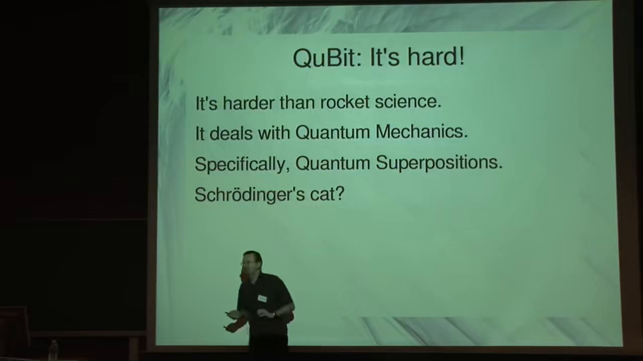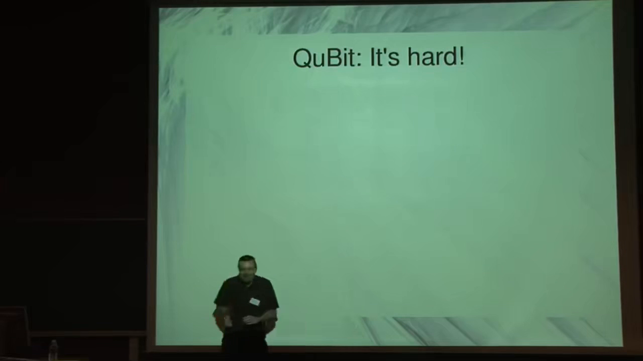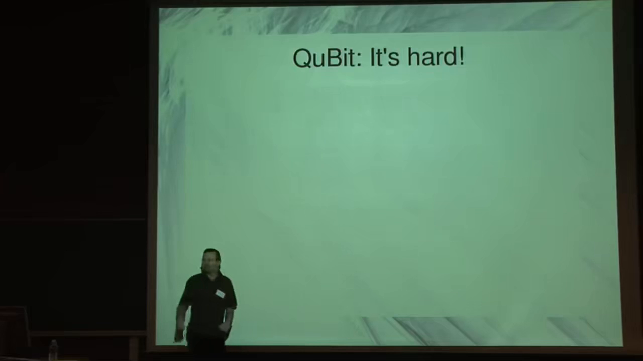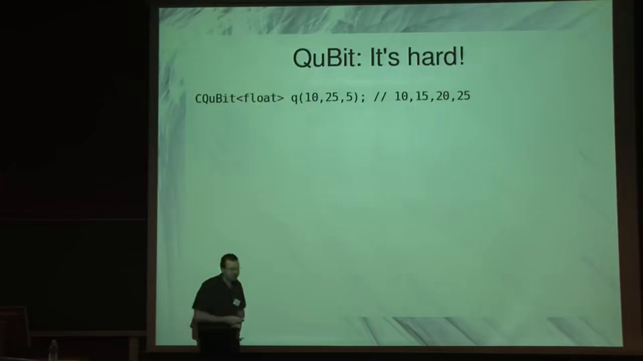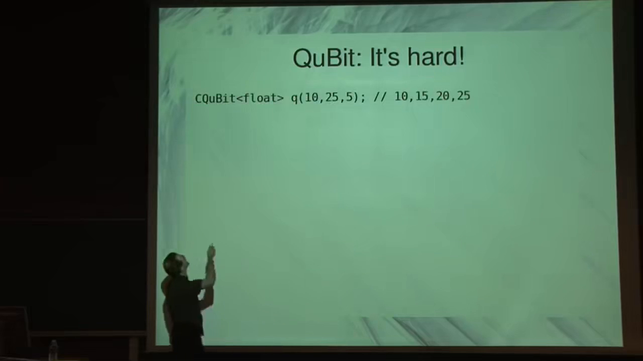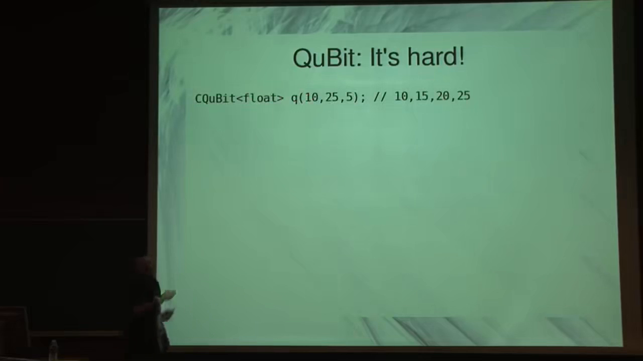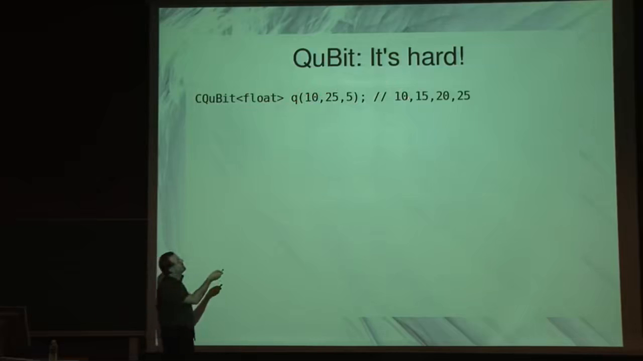Anyone completely confused yet? You should be. So, practical example and some code. This makes things much more real. So, we'll create a QuBit. You'll be seeing it's a C++ thing, but don't let that scare you. We'll create a QuBit with all the values between 10 and 25 in 5 increments. That's those values there. Q now contains all of these values at the same time.